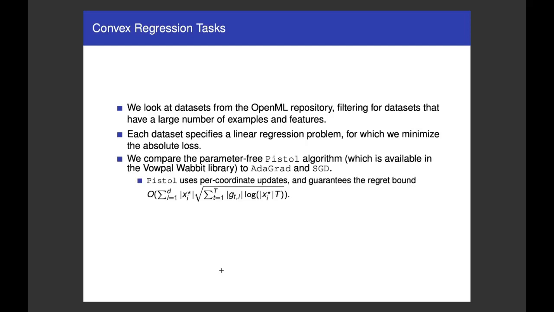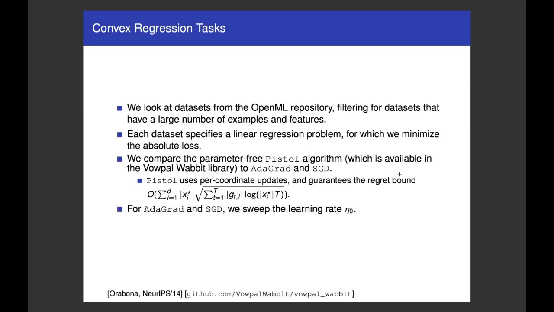We're going to compare the parameter-free algorithm Pistol, which is available in Vowpal Wabbit, to AdaGrad and SGD, which are also in the same library. So you can try these algorithms out yourself if you just download the library. Pistol uses per-coordinate updates. It guarantees a regret bound that sums over all the coordinates the norm of x_i star times the square root of the sum of the gradients.